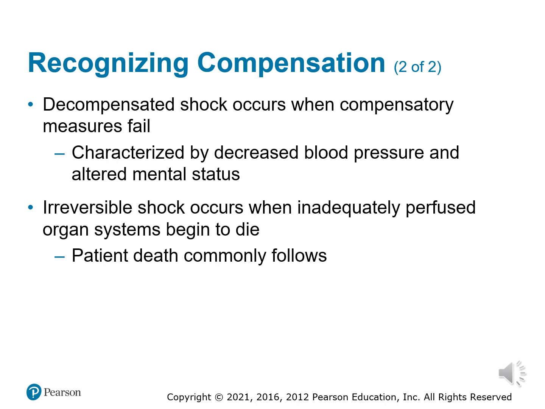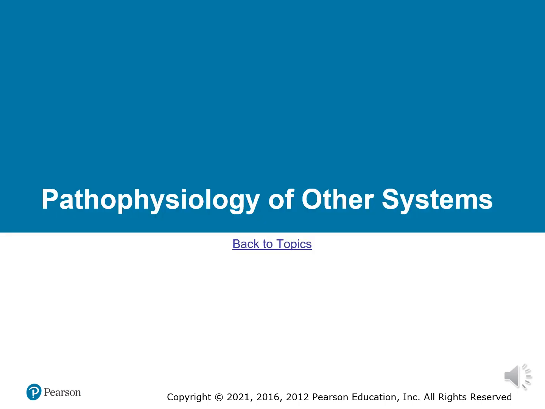Decompensated shock occurs when compensatory measures fail, so it's characterized by decreased blood pressure and altered mental status. Then you have irreversible shock, which occurs when inadequately perfused organ systems begin to die, so patient death commonly follows. In this section, we're going to talk about pathophysiology of other systems.